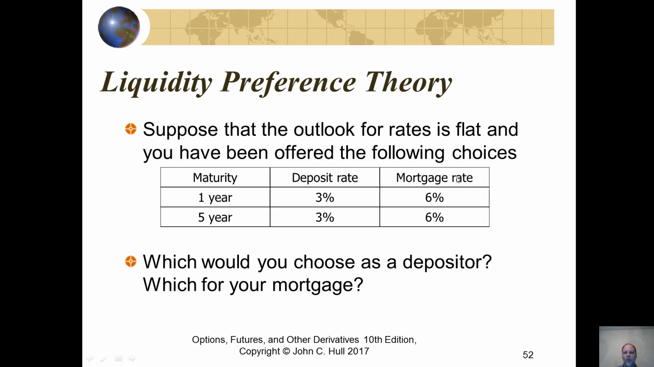But if you're a borrower, then you're going to want to limit your risk as long as possible, and at least if you can pay off your mortgage early, which you legally can under U.S. mortgages, then you're going to go with the 6% rate. So the depositor wants the 3% rate, the borrower wants the 6% rate.